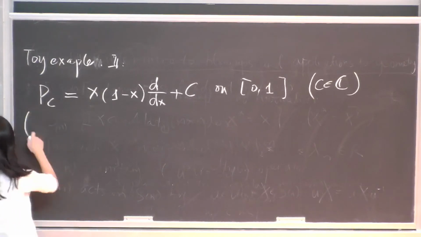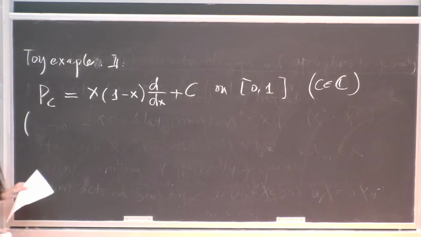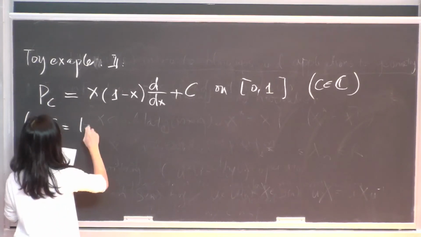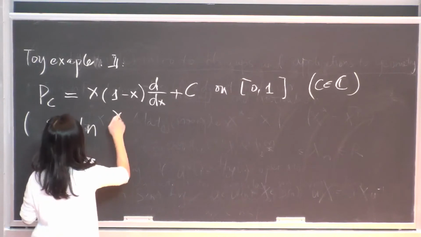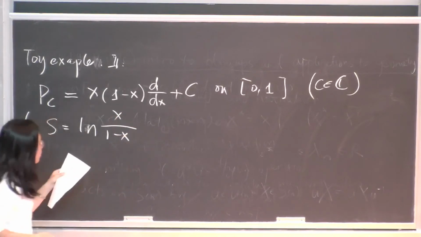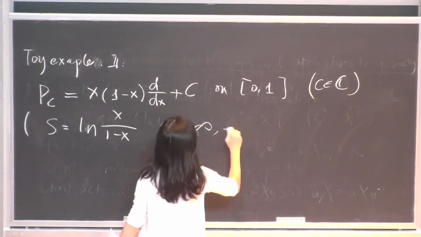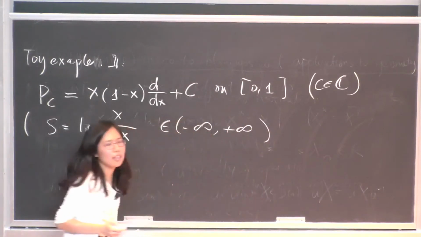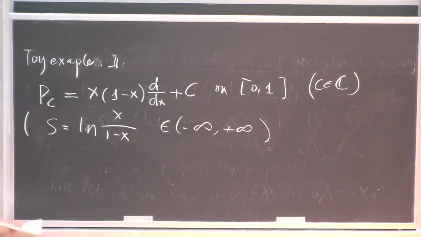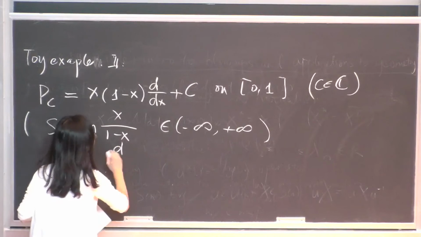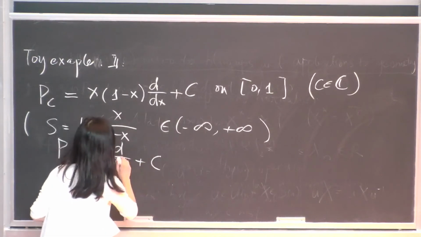If you find this unfamiliar, you can do the following change of variables: write s to be log of x over 1 minus x. Then x from 0 to 1 transfers to s from negative infinity to plus infinity, and this operator is really just d/ds plus c.